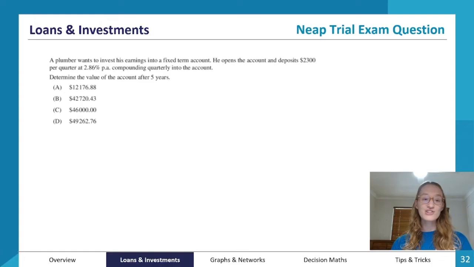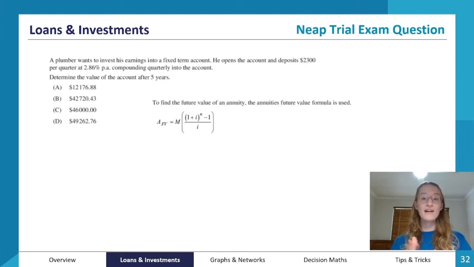Another trial exam question. A plumber wants to invest his earnings into a fixed term account. He opens the account and deposits $2,300 per quarter at 2.86% per annum, compounding quarterly. How much will be in the account after 5 years? So this sounds like a perfect scenario for the future value of annuities formula. This is almost exactly what we did before.